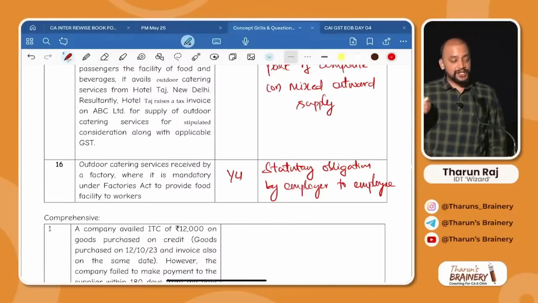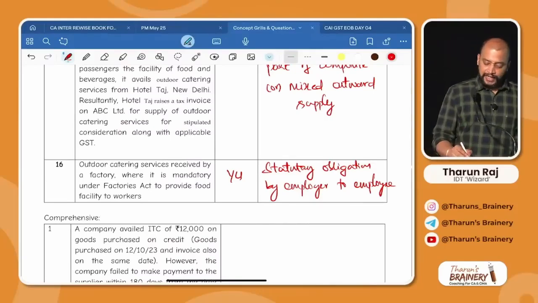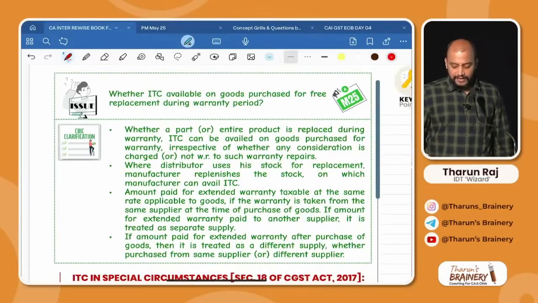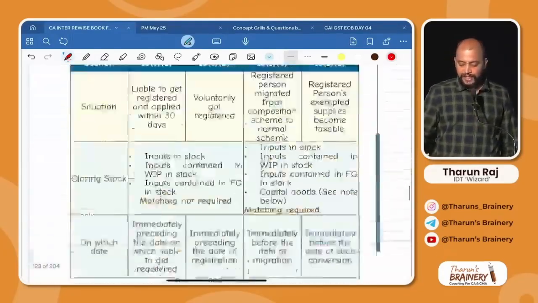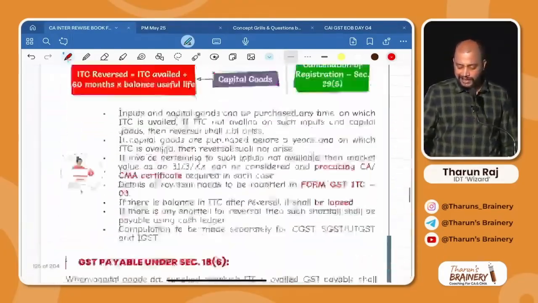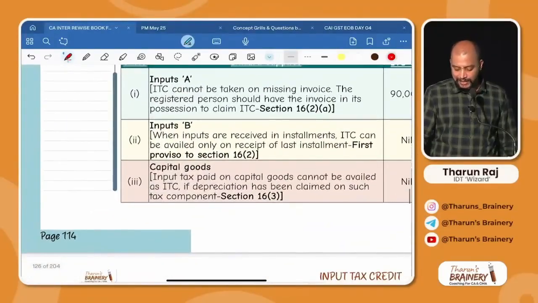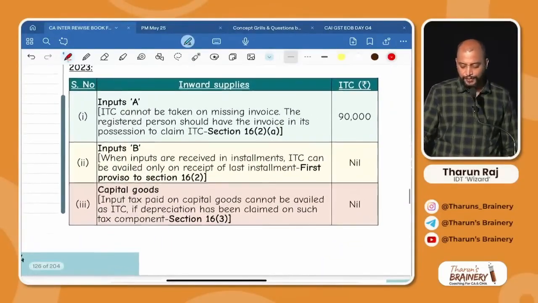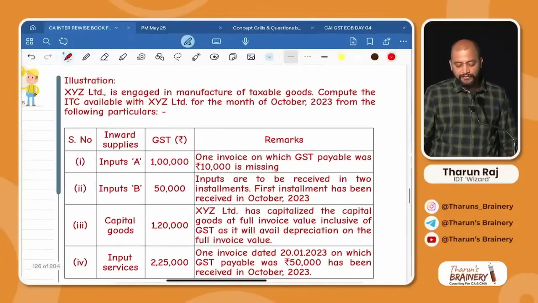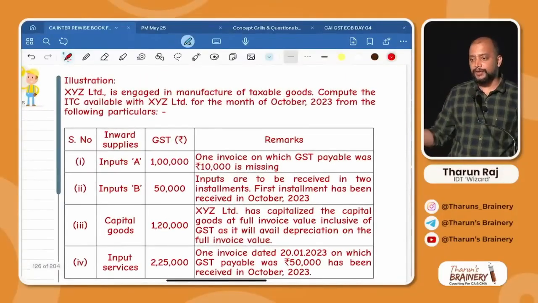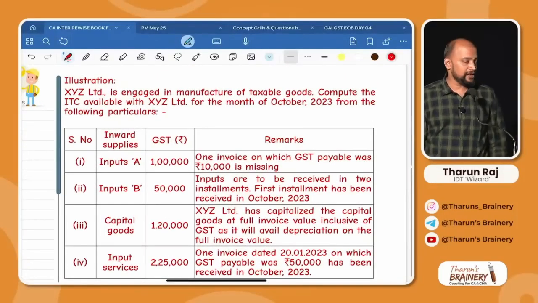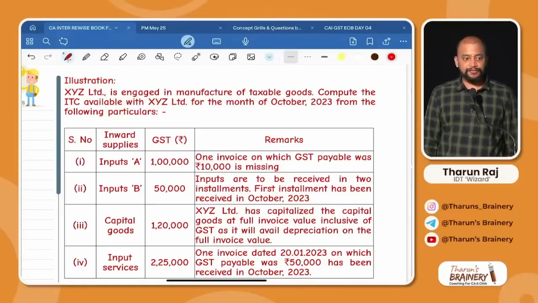So these are some questions on blocked credits, and there is one more section, Section 18, and there is one illustration. Let's complete that also. Take the book, page 114. There is one illustration in our regular book. Take the revised book, page 114.